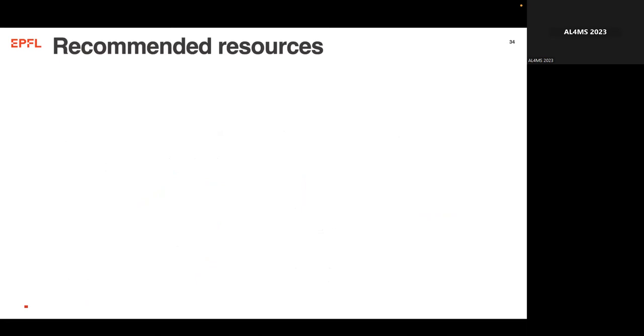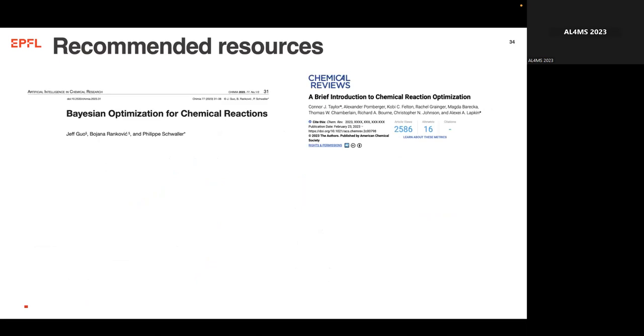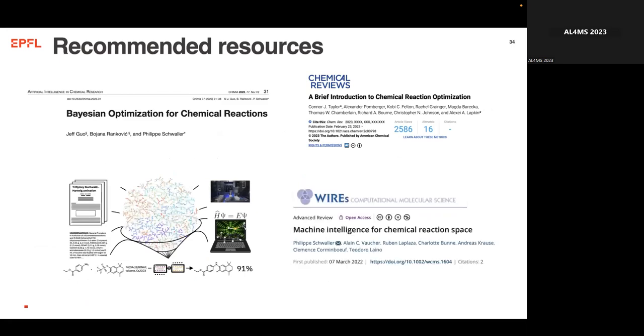I will just end with a few slides with some recommended resources. There's this recent review from my group, which is kind of short, on Bayesian optimization for chemical reactions. But at the same time, I also want to highlight a much more complete work by the group of Alexei Lapkin, which was also published last week. And if you are interested in machine intelligence for chemical reactions in general, there's this review we had written last year.